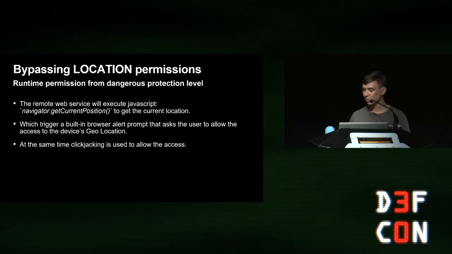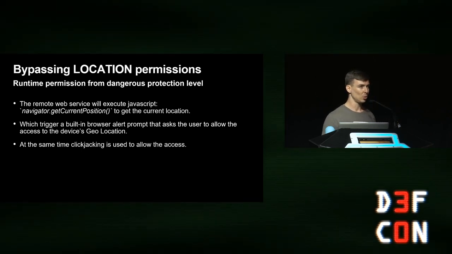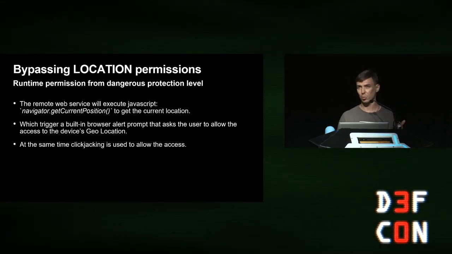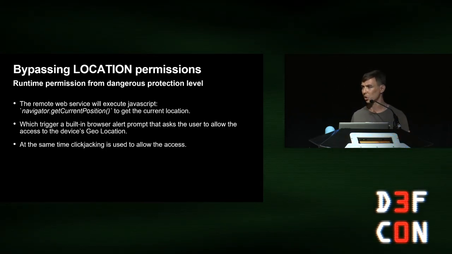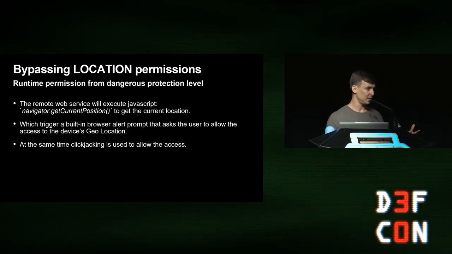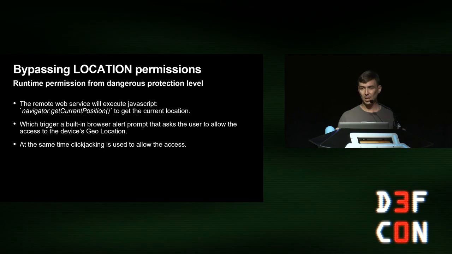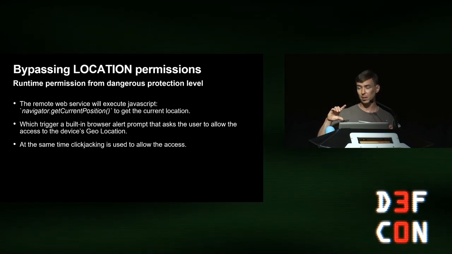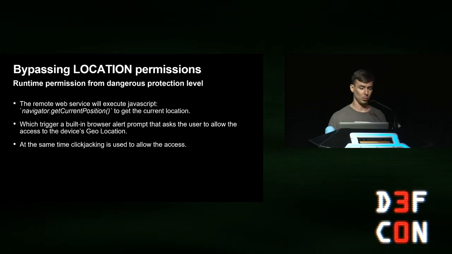Another example, location permissions. Now, when an application needs to access device location, all of the location permissions, like fine location, coarse location, etc., are runtime permissions from a dangerous protection level. So the application needs to check, before it tries to access the device location, whether this permission is given, and if not, to trigger the alert. And like I explained previously, in case of location, it will trigger the alert where the user can allow this permission, deny it, or allow it for one-time usage.